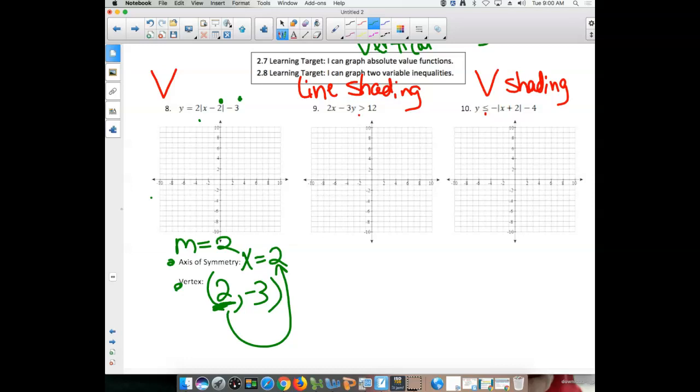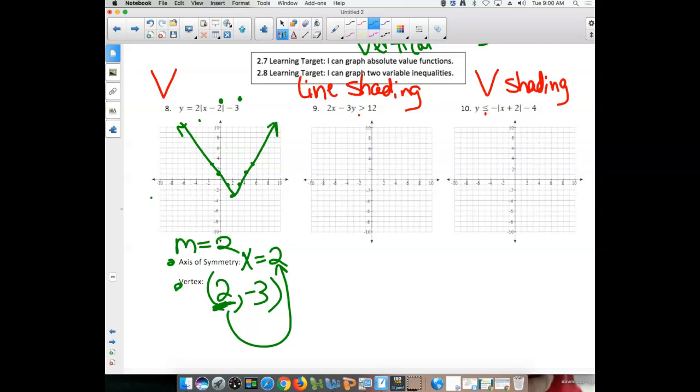So now we can start graphing. So I'm going to do my vertex at 2, -3. So I'm going to go right 2, down 3. And then my slope says up 2, right 1, up 2, right 1. Okay. Now remember, we're supposed to get a V, so I'm going to go up 2, left 1, up 2, left 1. Okay. All right, and then we're going to just connect them, throw a couple arrows on the end, and we have our absolute graph.